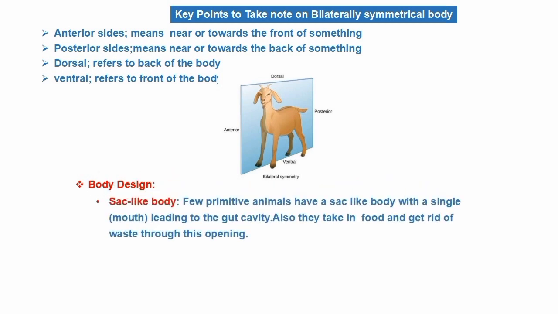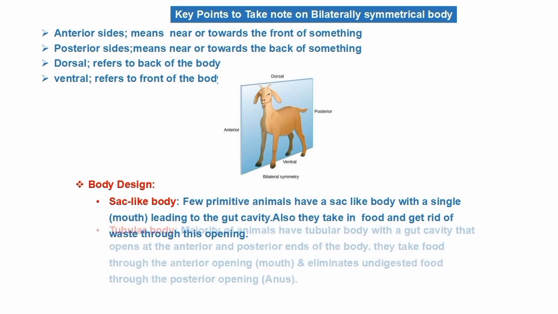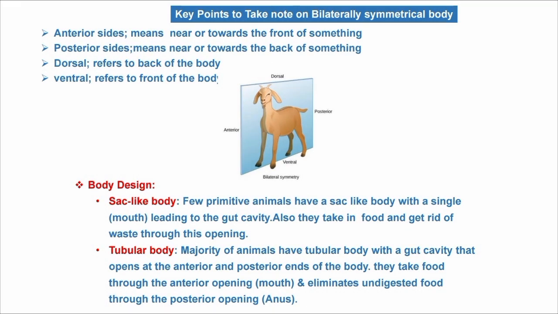We are going to talk about the next one, that is body design. Number one is the sac-like body. Few animals have a sac-like body with a single mouth leading to the gut cavity, and they take in food and get rid of waste through this same opening. They take up food into the gut cavity and get rid of waste through the gut cavity.